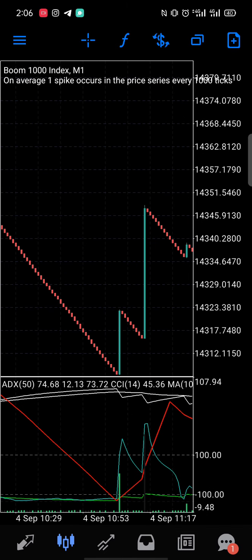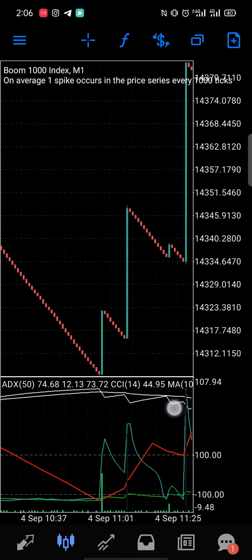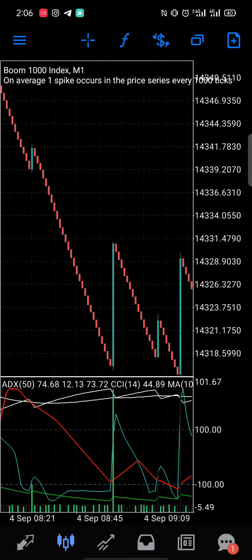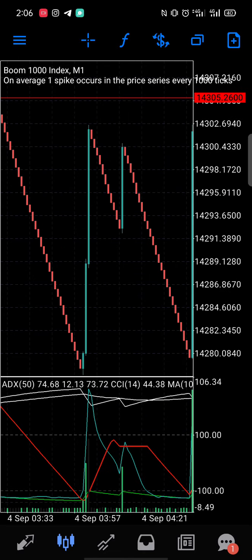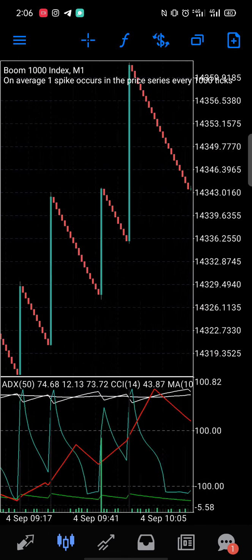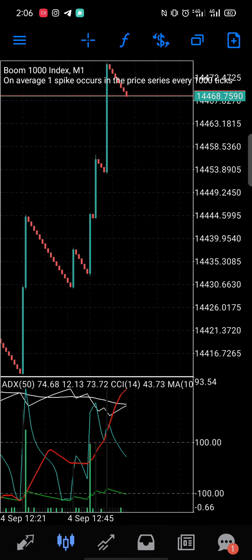You wait for the red moving average to cross below, then it spikes. You can see it spikes. As soon as it crosses below, it spikes. It crosses below, it spikes. More examples, you can see, very powerful strategy. It crosses below, it spikes continuously. That's how the strategy works.